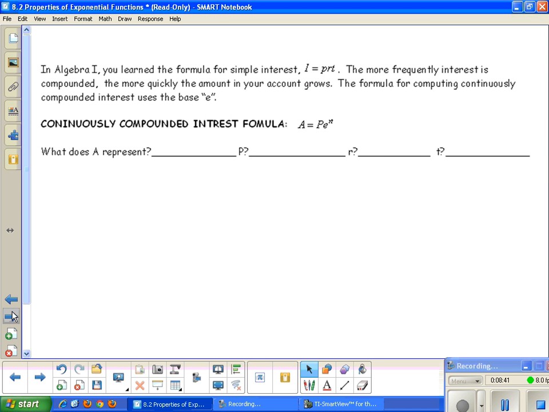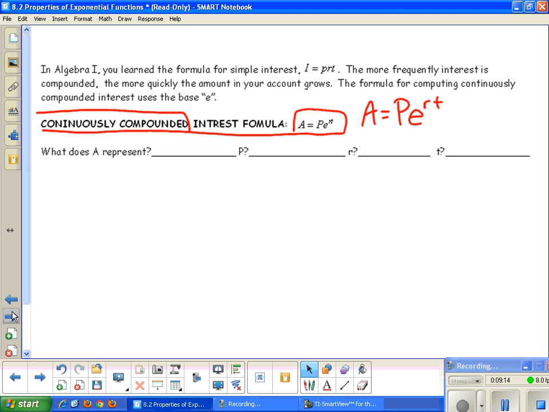In Algebra 1, you learned the formula for simple interest, I equals PRT. The more frequently interest is compounded, the more quickly the amount in your account grows. The formula for computing continuously compounded interest uses the base E. So the continuously compounded interest formula is A equals P e to the RT power. The key words when you're doing this are continuously compounded interest.